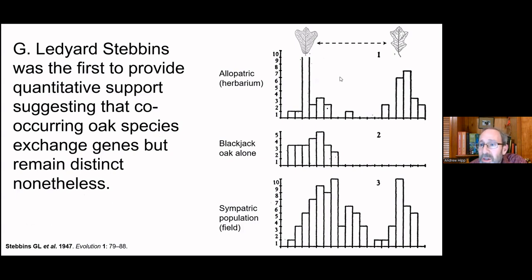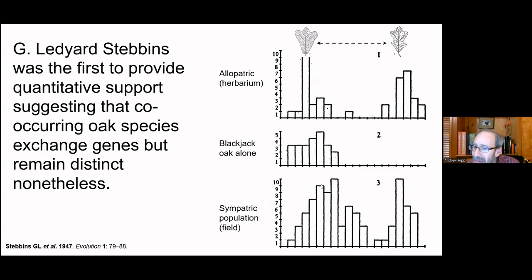This movement of genes between two species can really influence the evolution of those two species. Really cool early study by G. Ledyard Stebbins showed that in blackjack oak, Quercus marilandica, and bear oak, Quercus ilicifolia, when they're growing separately, he sampled them from herbarium samples. There's some statistical issues with this approach, but as far as we could tell, it was correct. He said when they were growing separately in different areas, they were morphologically very distinct. So we see some morphological characters here that separate bear oak from blackjack oak. When blackjack oak was growing alone in a natural population, it was really distinctive.